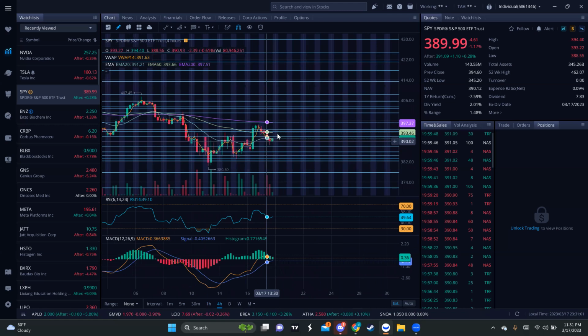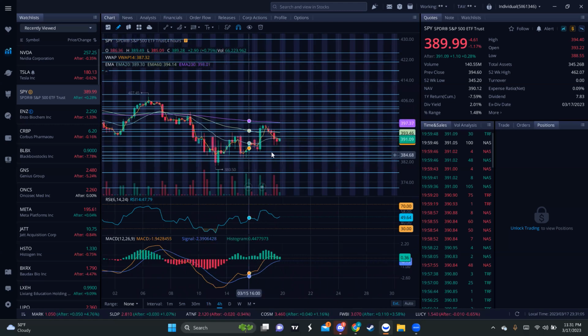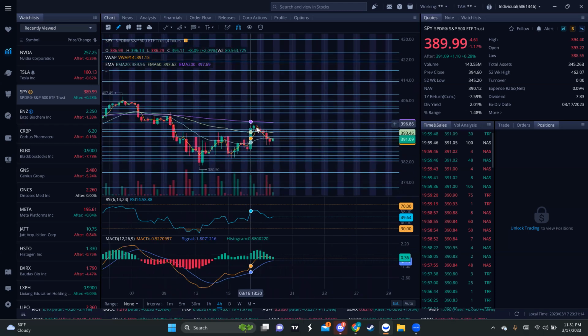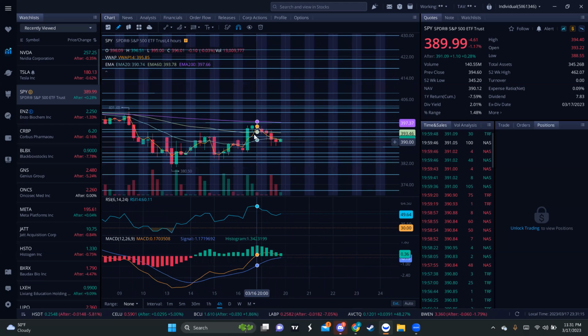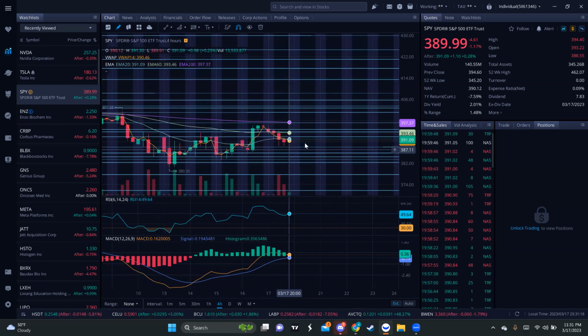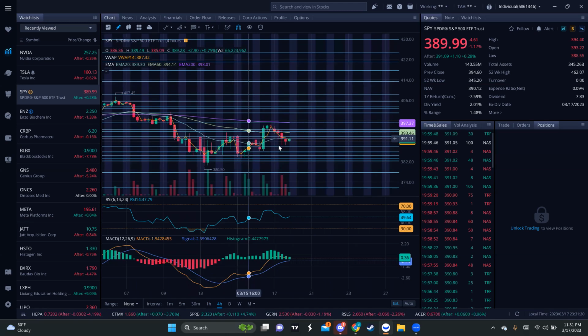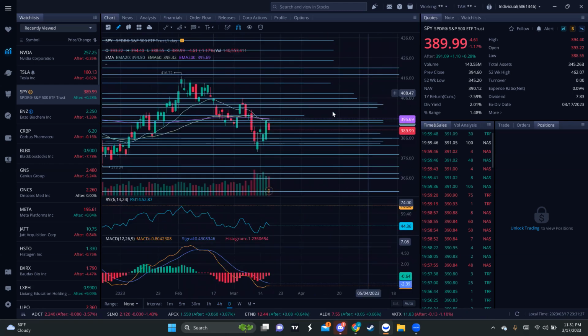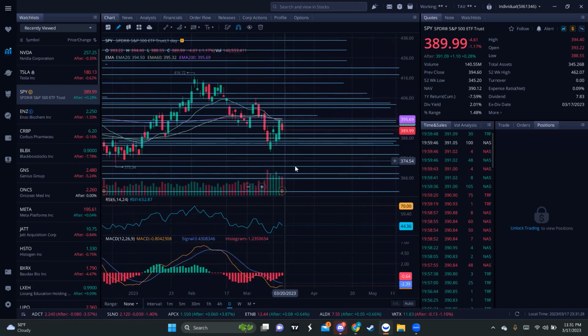Like I said, if you look at a bigger perspective, we haven't done anything pretty much. We pretty much stayed the entire week in the same range, from 385 to 395. We only broke out one day out of five, and then we gave back those gains the next day. So technically, we ended the week where we started, right? So nothing happened.